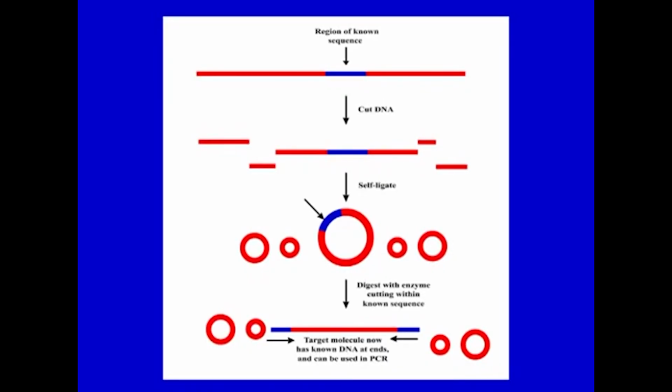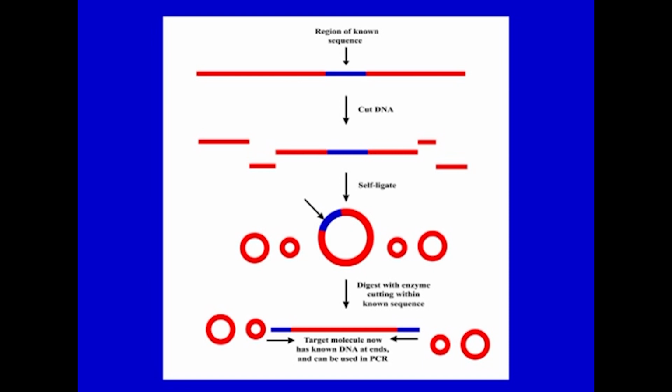Now, if you see the figure on your screen, it explains this. There is a region of known sequence in the middle, and when you cut the DNA, this region is in here and this is self-ligated, and what you get is that the known region is in here.